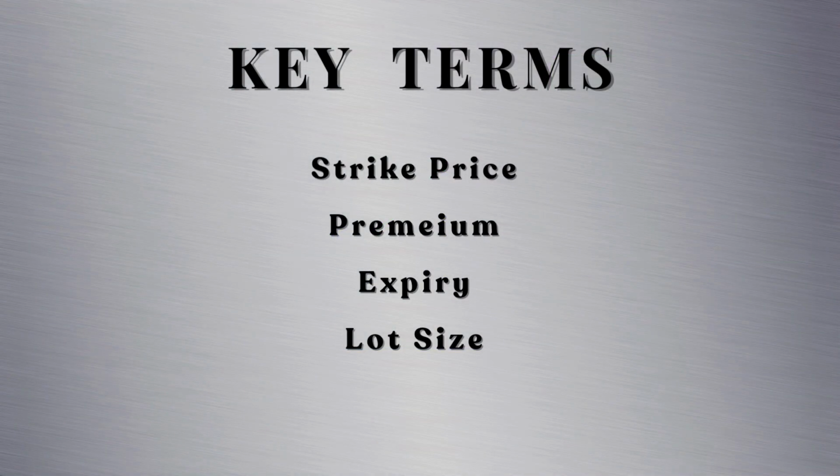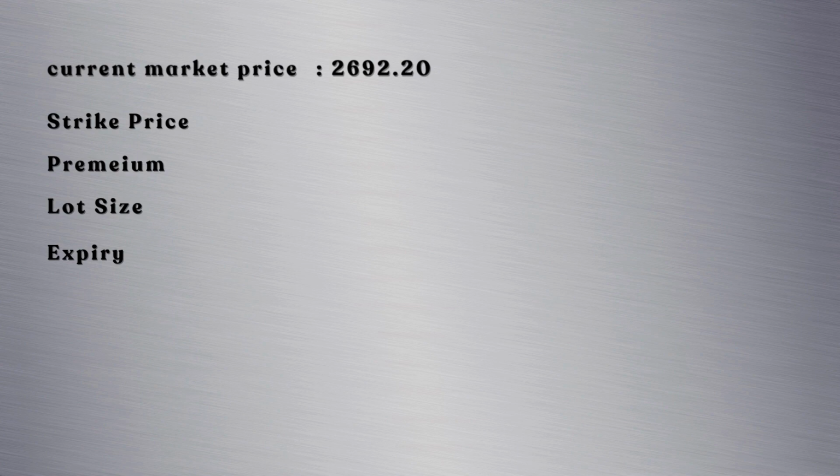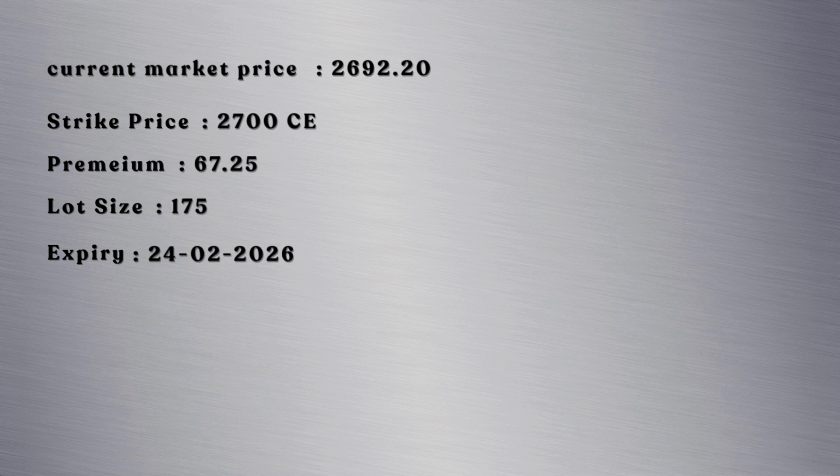Now let us connect all four terms in one structured example. The current price of TCS is 2,692 rupees and 20 paise. You choose the 2,700 call option. The premium is 67 rupees and 25 paise. Lot size is 175. Expiry is 24th February 2026.